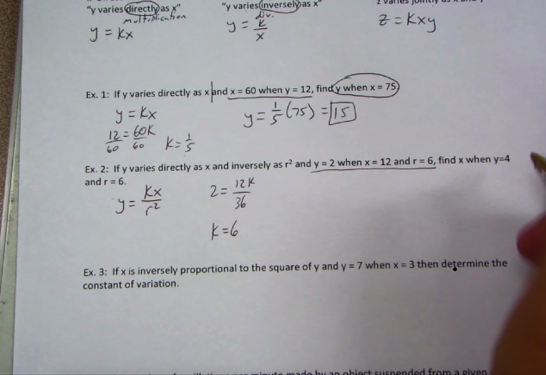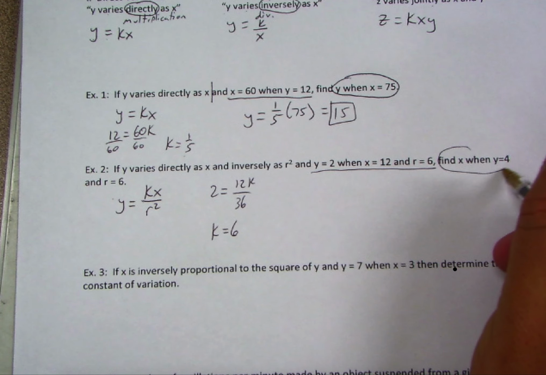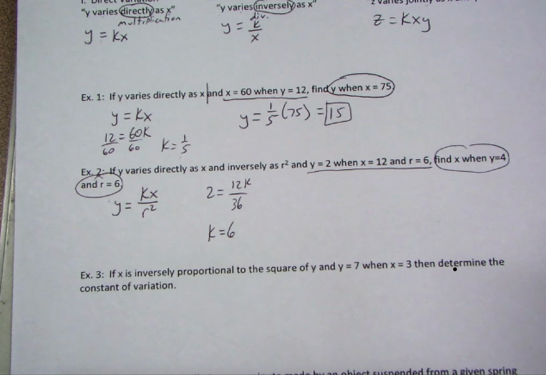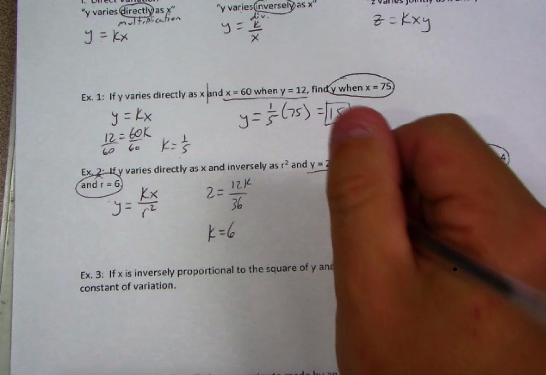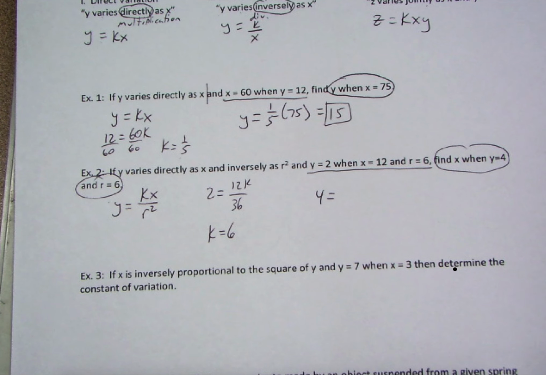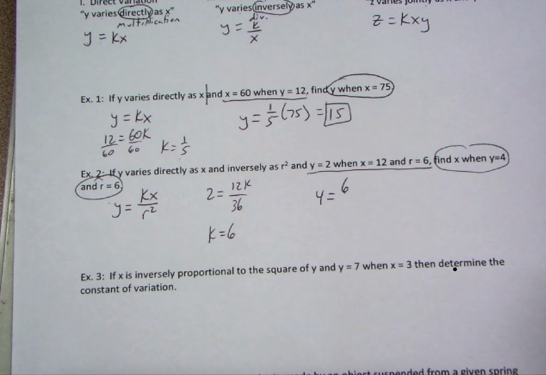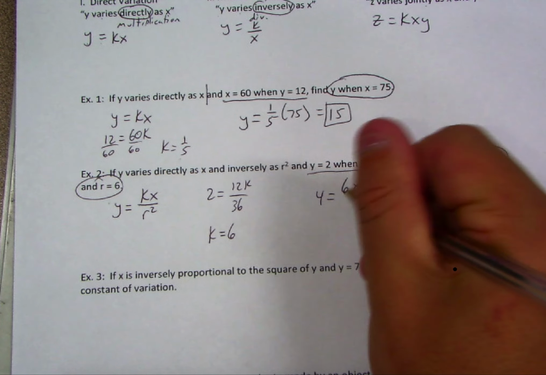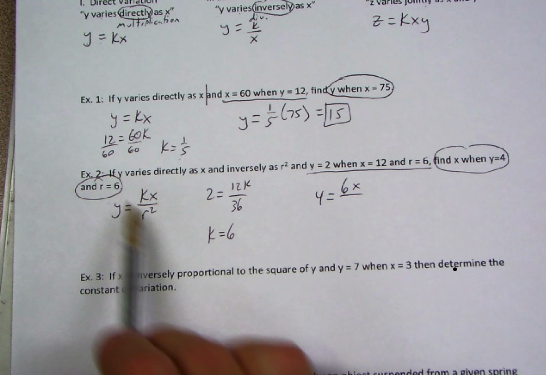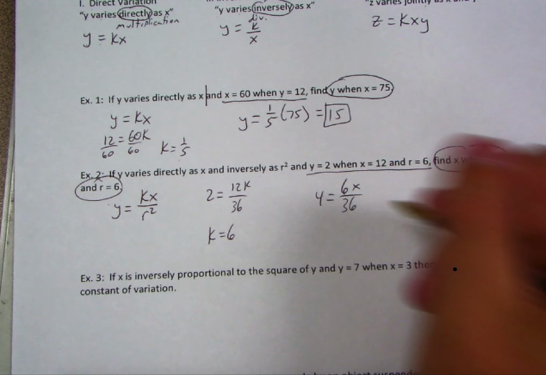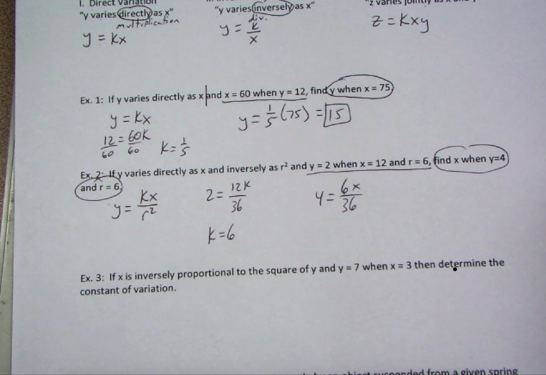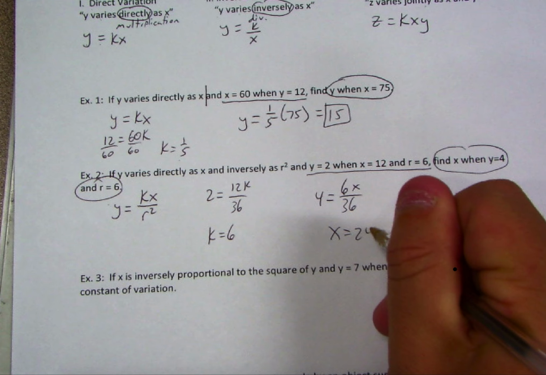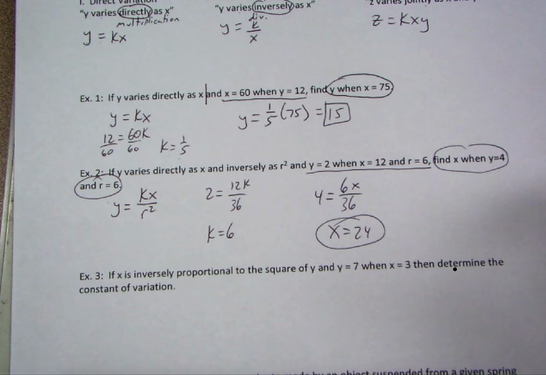Now, we answer the question. Find X when Y is 4 and R is 6. So we go back to the original equation. We know Y is 4. We know K is 6. We don't know X. R is 6, so we divide by 36, R squared, and then we solve. So X is 24. Set up the equation, find K, use K.